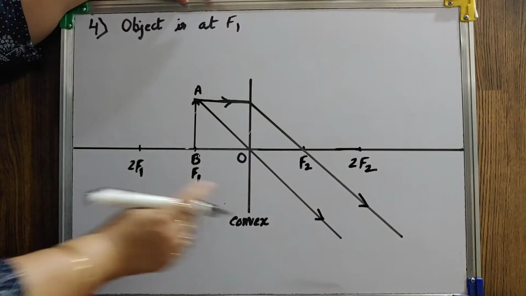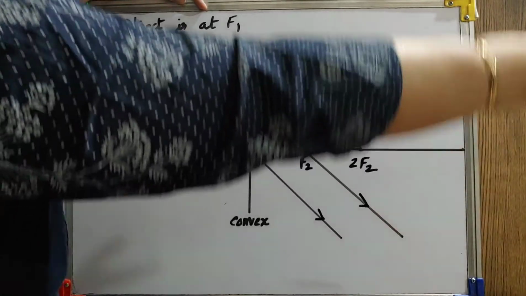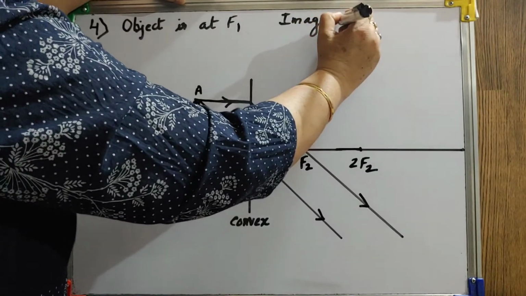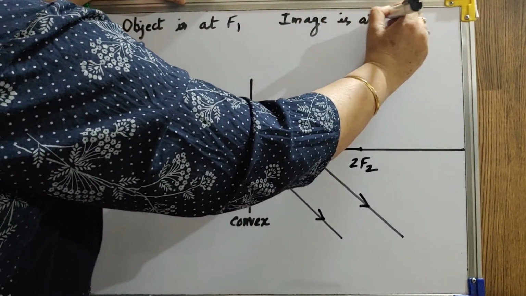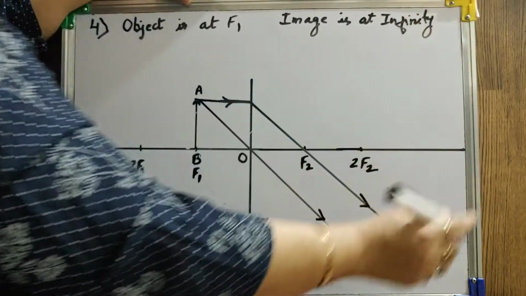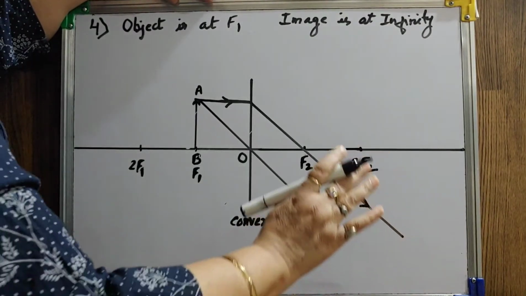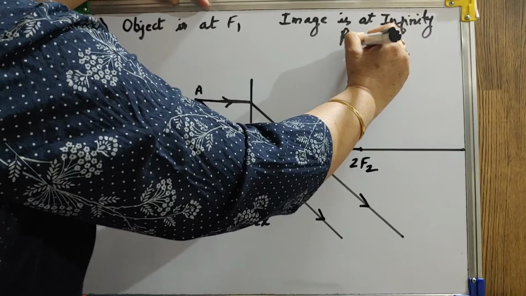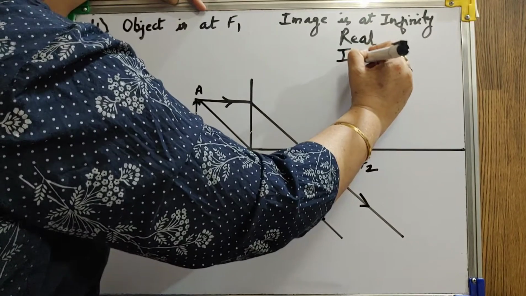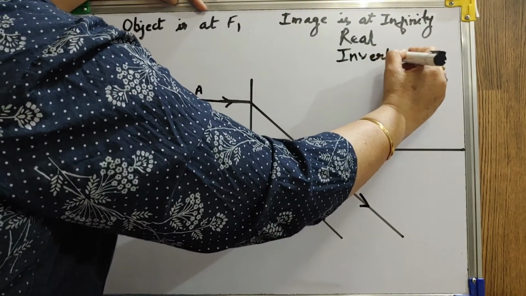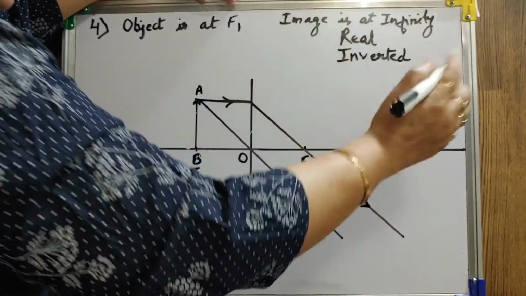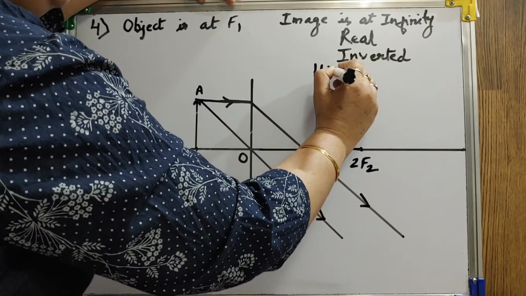Now, just look at this. They will meet, but at an infinite distance. So your image is at infinity. Wherever the image is formed by actual intersection, the image is real. So your image is real, and a real image is always inverted. Wherever they meet, the distance is far away, so you will get a highly magnified image.